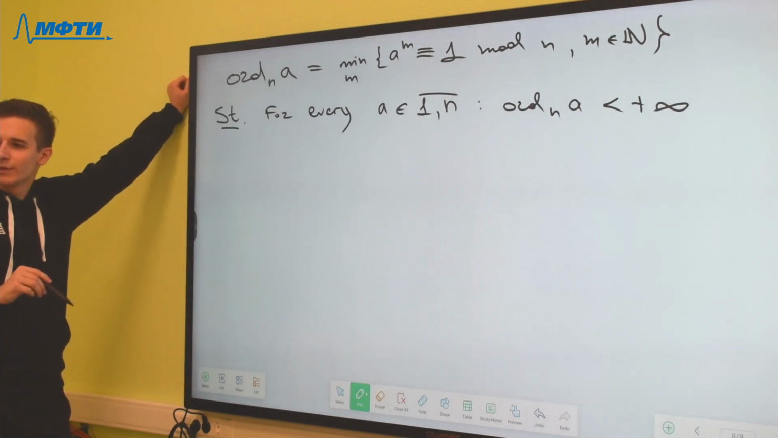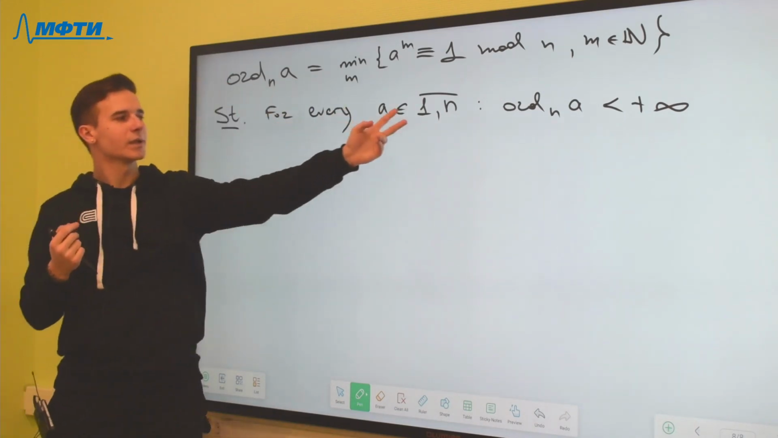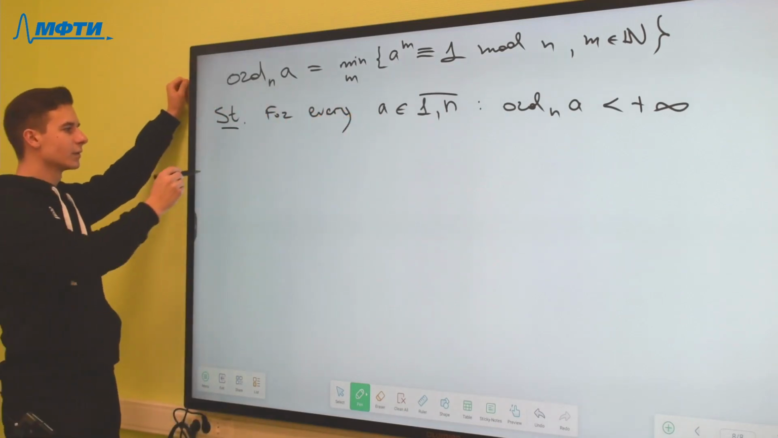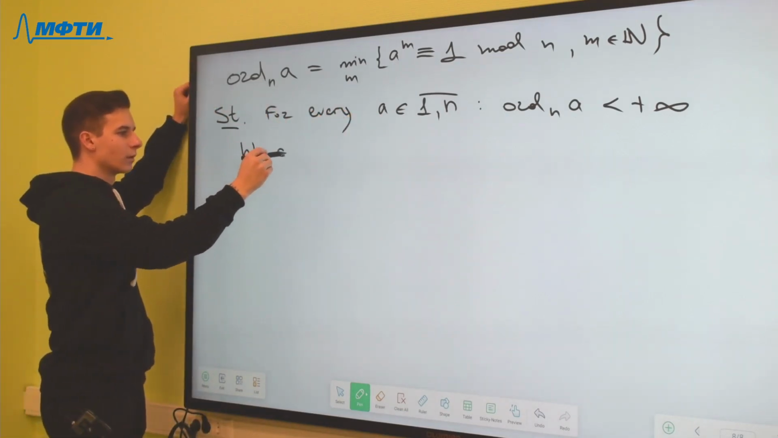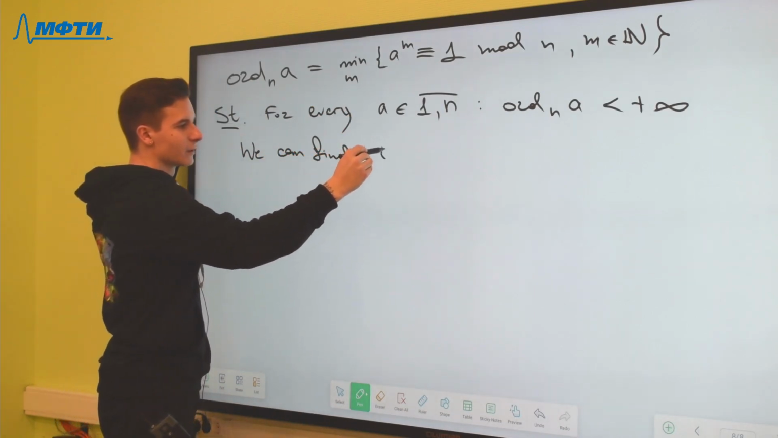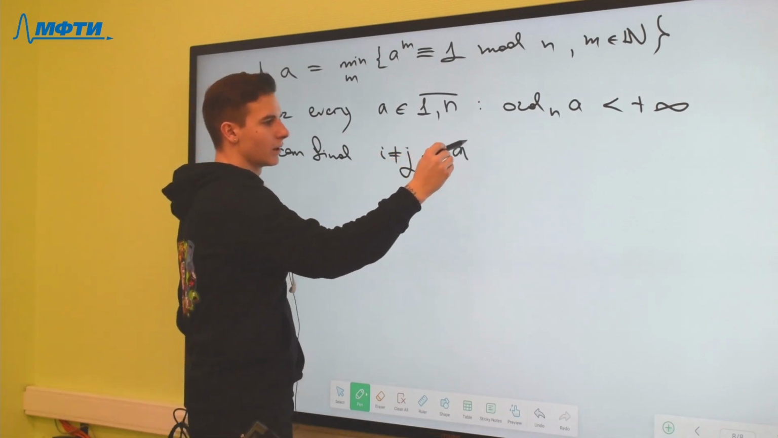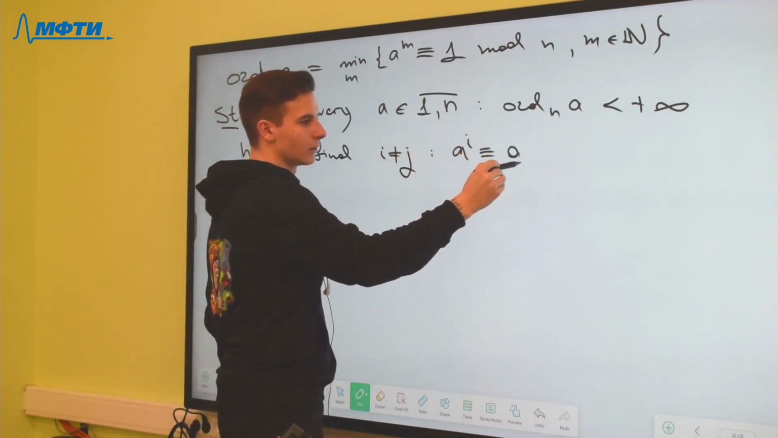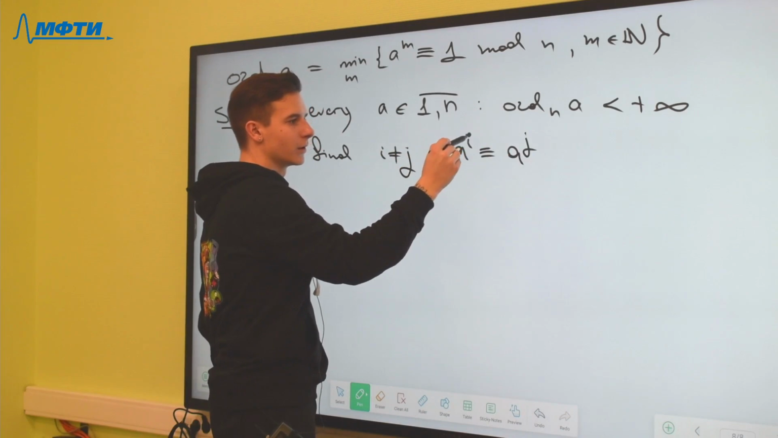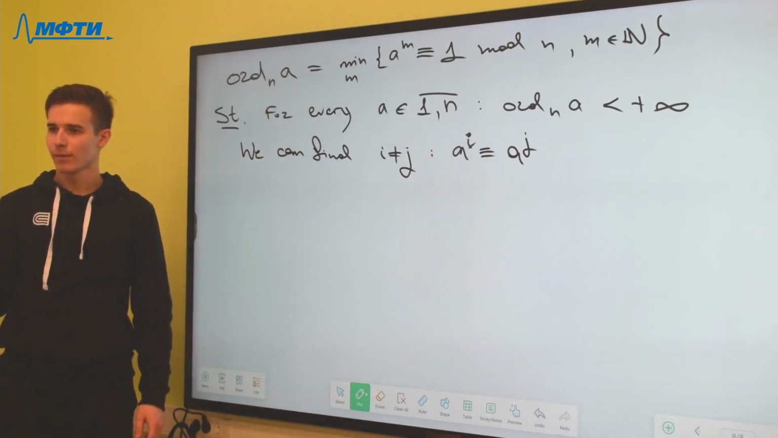For example, by the Dirichlet principle. Do you know what it is? We have only a finite number of integers between 1 and n, so we can find two different E and G such that A to the power E is equal to A to the power G.